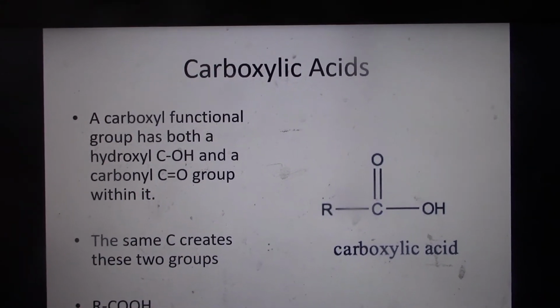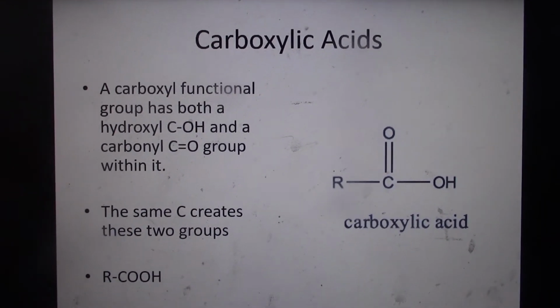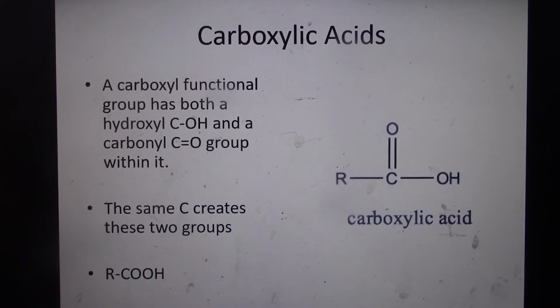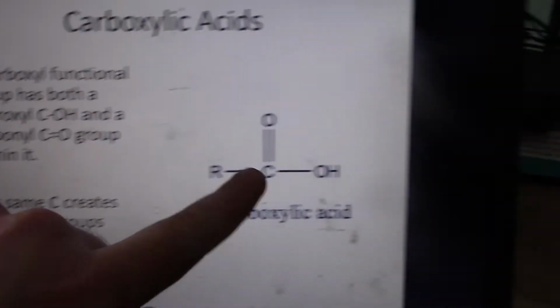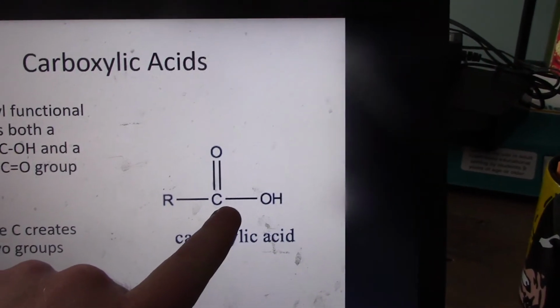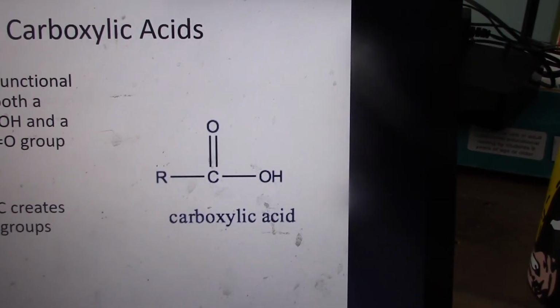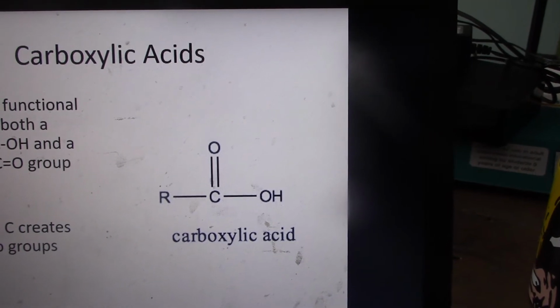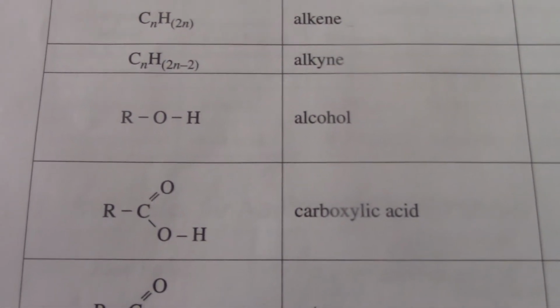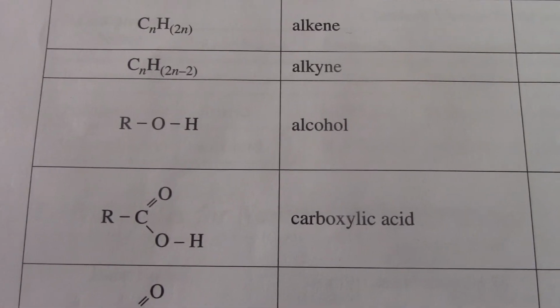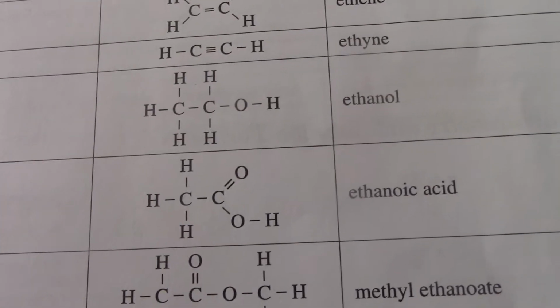The next functional group that you're going to look at is carboxylic acids. And carboxylic acids have a carboxyl functional group. So they have this double bond O and OH, and it's always going to be on the end of a carbon chain, okay? So we use carboxylic acids all the time for lots of different things. I'm going to give you a couple examples of what we use them for. Okay, so double bond O, OH.